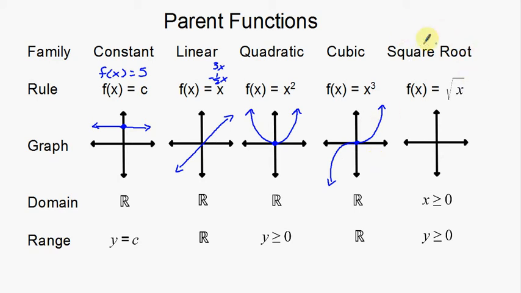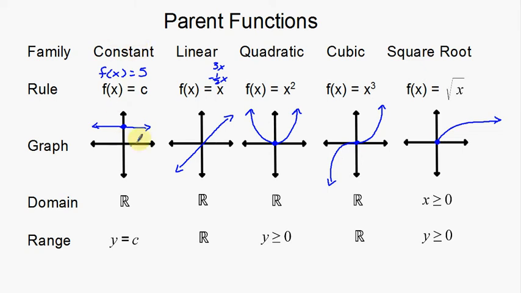And last but not least, square root. When you have a square root of x, it's going to look something like this. From the origin, it's going to curve. Now, it doesn't curve up. It actually curves to the right. It curves to the right and kind of tapers off, and it doesn't rise very fast. Now that's in general what these parent functions would look like.